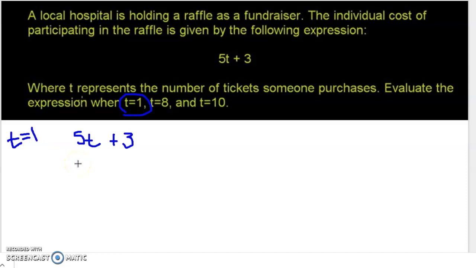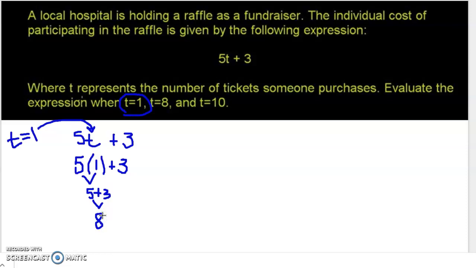Well, now that I know what the value of t is, all I have to do is take that value and substitute it in for the letter t in the expression. So right now, instead of t, I'm going to have 5 times 1 plus 3. Now, order of operations tells me I do multiplication first. So 5 times 1 is 5. And then if I bring down plus 3, we know 5 plus 3 is 8.